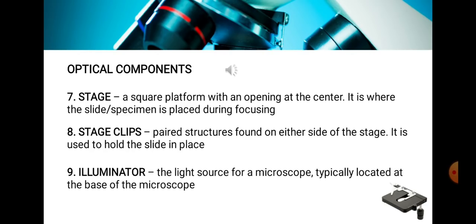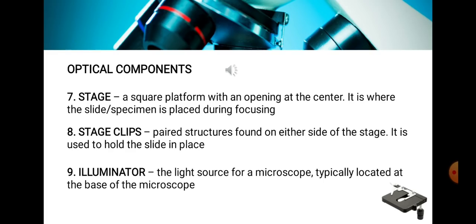The next part is our stage. The stage is a flat platform that supports the slides. We also have our stage clips. Stage clips hold the slides in place. If your microscope has a mechanical stage, the slide is controlled by turning two knobs instead of having to move it manually. One knob moves the slide left and right, the other moves it forward and backward.